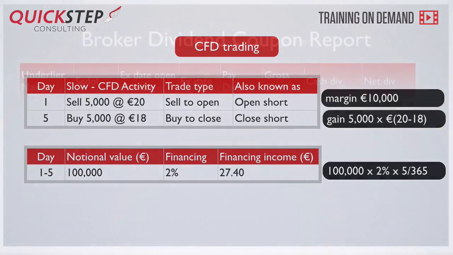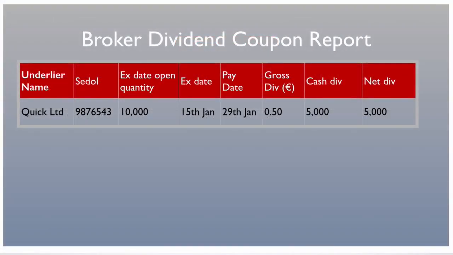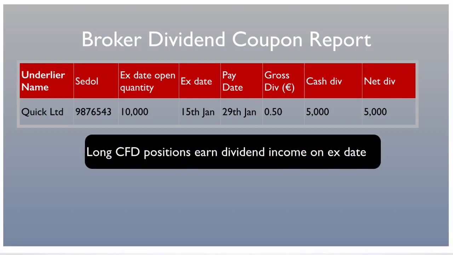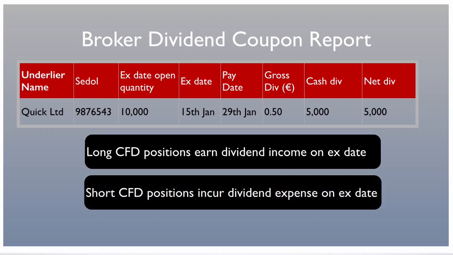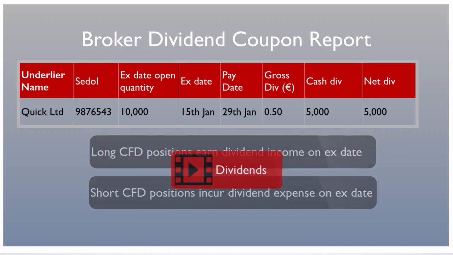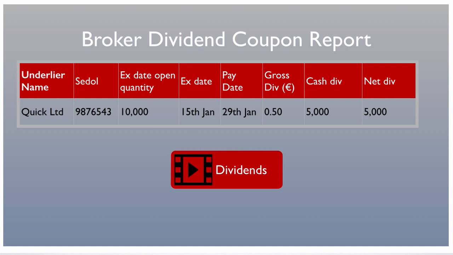Let's go back to the long position of Quick. The fund enjoys the benefits of owning Quick shares without actually owning the shares. It just has this CFD position. What if Quick had a dividend go X while the fund had a long CFD position? Long equity CFD positions earn dividend income on X date, so the CFD holder earns the dividend income. Similarly, with the short position in Slow Limited, if Slow went X while the fund held that short CFD position, then the fund would incur a dividend expense. Dividends are considered in more detail later in the module.